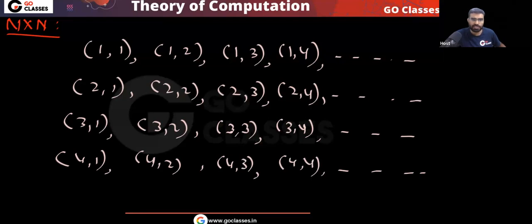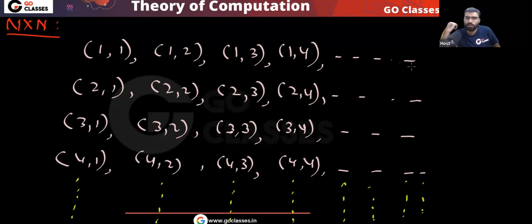And then you put when the first element is 5, and so on. Yes or no? So how many rows will be there? Please tell me. Infinite. Infinite number of rows. Okay. And you can notice it like this. So this is how you arrange.